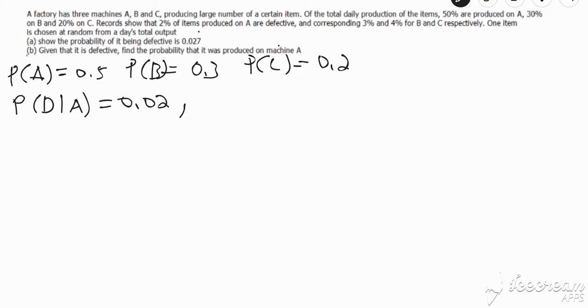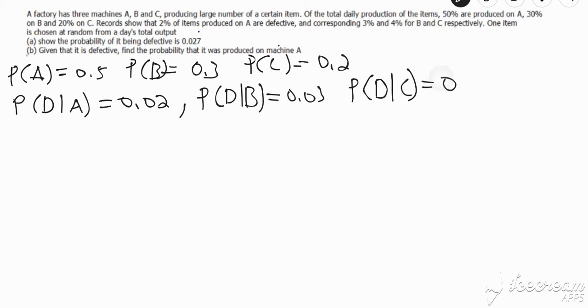which really means that 3% is for machine B and 4% is for machine C. So we can say the probability that the item is defective, given that it's produced on machine B, is equal to 0.03, and the probability that the item is defective, given that it's produced on machine C, is equal to 0.04.